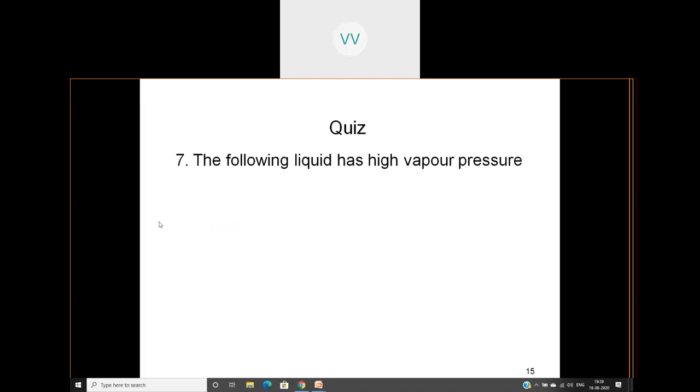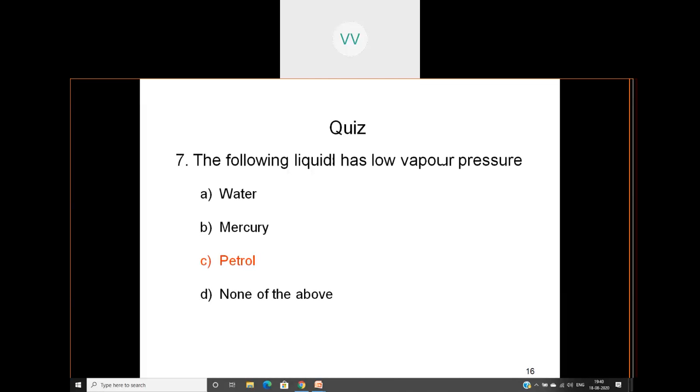Then coming to the next question: the following liquid has high vapor pressure: water, mercury, petrol, or none of the above. When heat is applied, which liquid is going to get converted into vapor and have the pressure of it? The liquid with high vapor pressure is petrol.